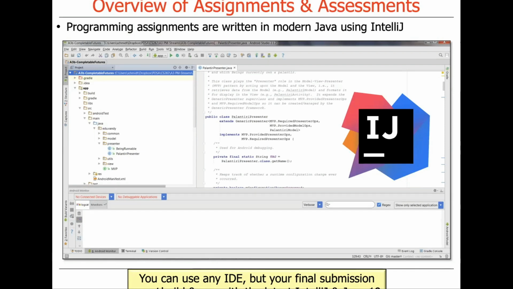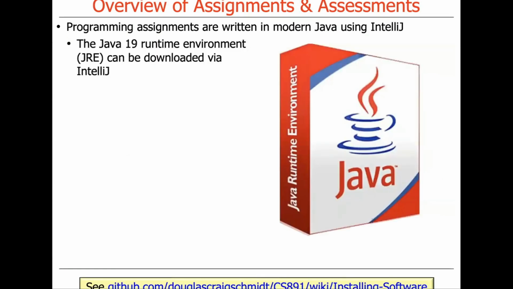You're welcome to use other IDEs if you so desire, for some reason you want to use Eclipse, or if you want to use NetBeans or something else. However, your final submission must build and run with the latest version of IntelliJ as well as Java 19. Now, it's probably possible to use Java 20, but I know for sure that Java 19 works, and we'll talk about the differences in a moment.